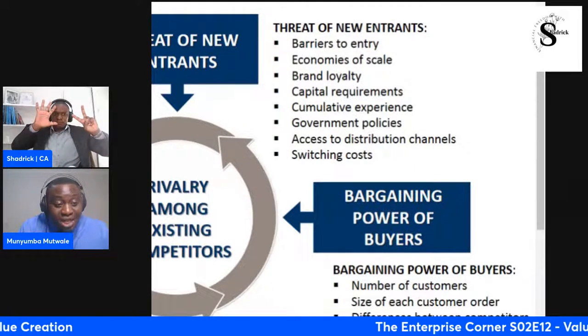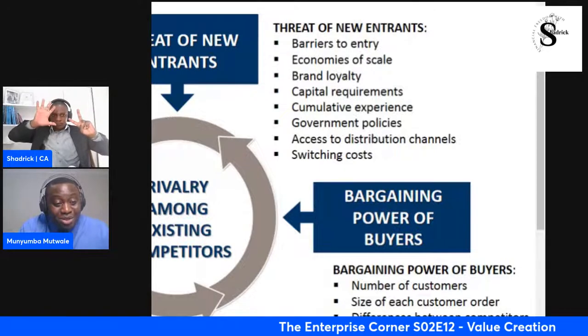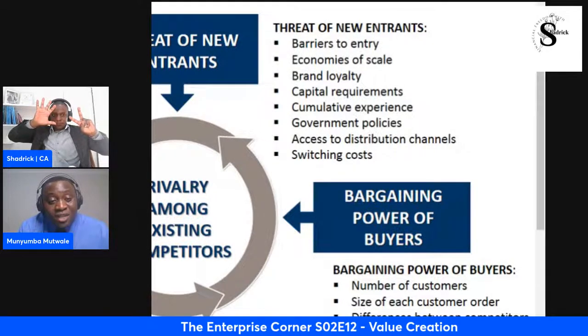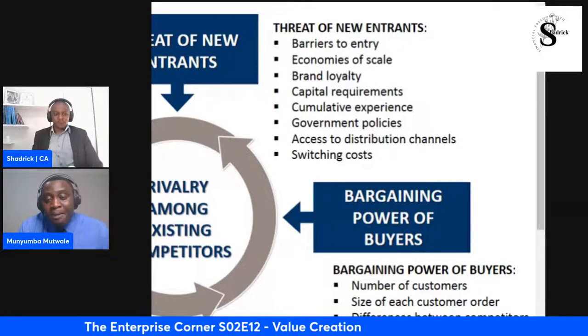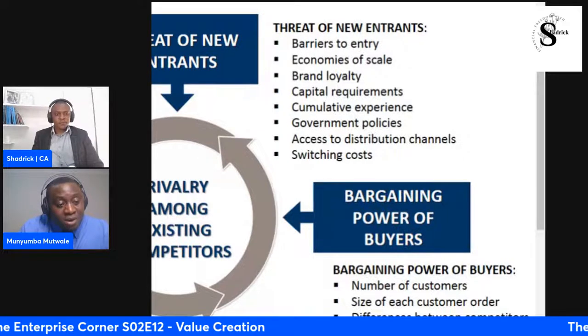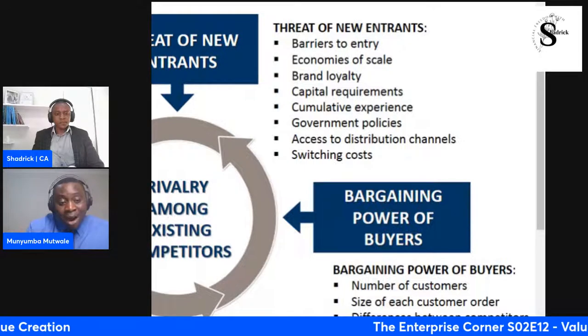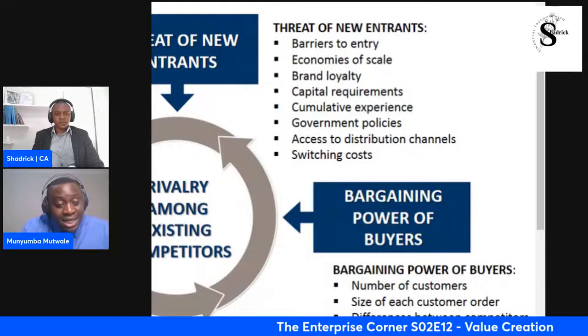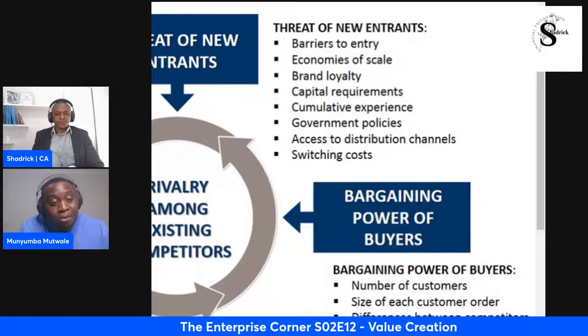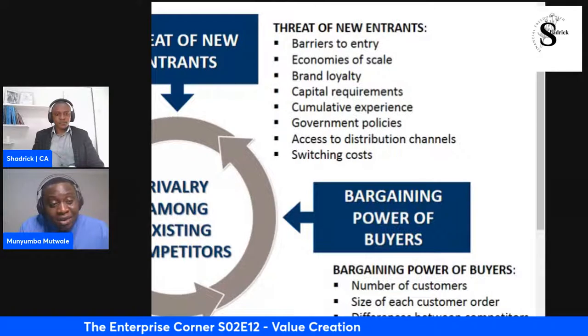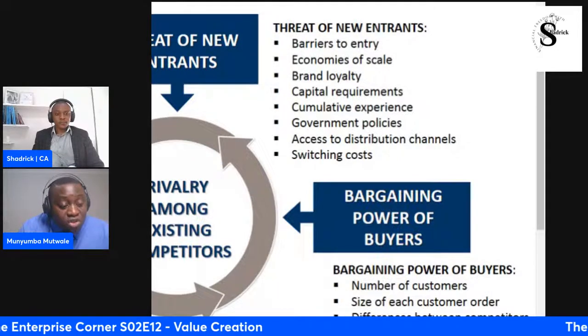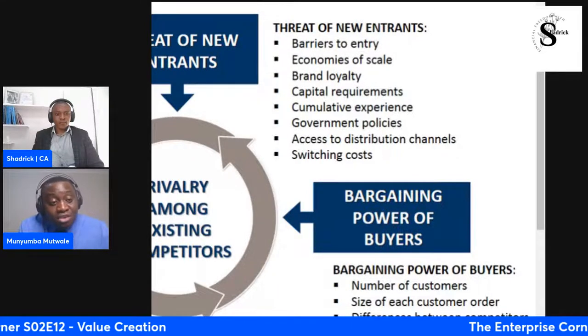Okay. And then you've got Shadrach, who's been in there for a long time as well, who's also accumulated a lot of experience understanding people. People become more comfortable dealing with experienced practitioners, and therefore that's a barrier to entry for them. Are there government policies that prohibit people from getting in there that make it very difficult? Access to distribution channels. Is it difficult to get distribution channels?